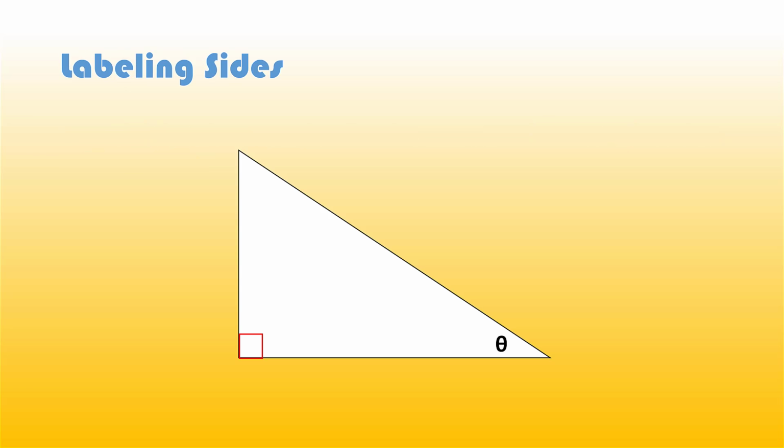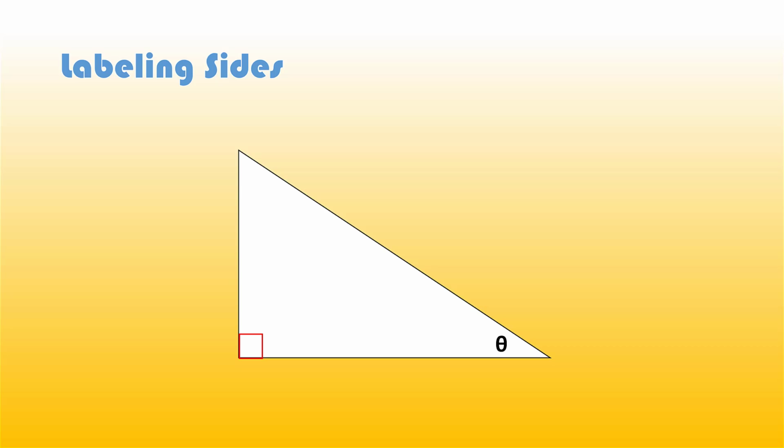Okay, so the first thing we have to be able to do is label our sides before we can find any of our trig ratios. You notice down here at the bottom right corner, we have theta. It's a little circle with a line through it. Theta is a Greek letter that we use to indicate angle, and that is the angle that we will be referring to when we find these trig ratios. So let's start off with labeling our sides.